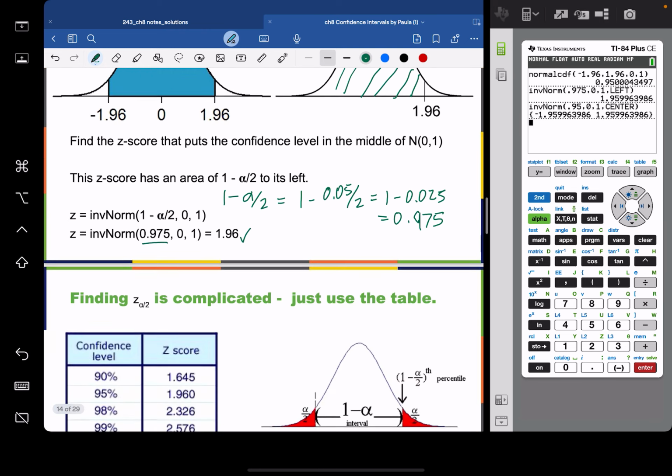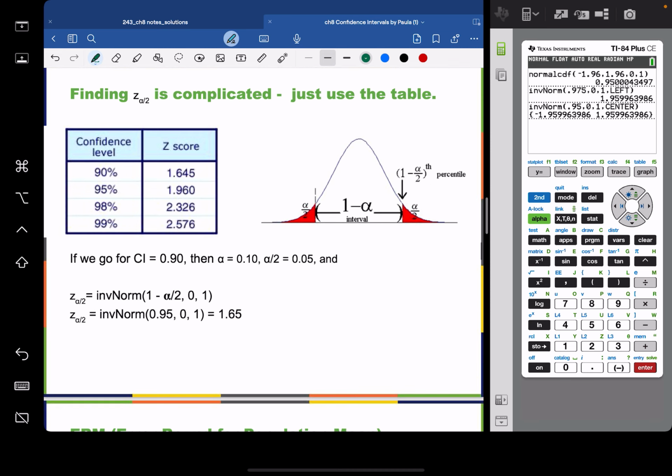Anyway, finding z alpha over 2 is complicated, so just use the table. You might want to just erase from your brain a bunch of the stuff I just said. It's almost too much information. Really, what I was showing you is how do you go from 95% confidence level to 1.96 z-score. So I showed you the process, but you are welcome to just keep this table on your notes sheet and reference it as we go. I'm showing you the why, but you don't need to know this.